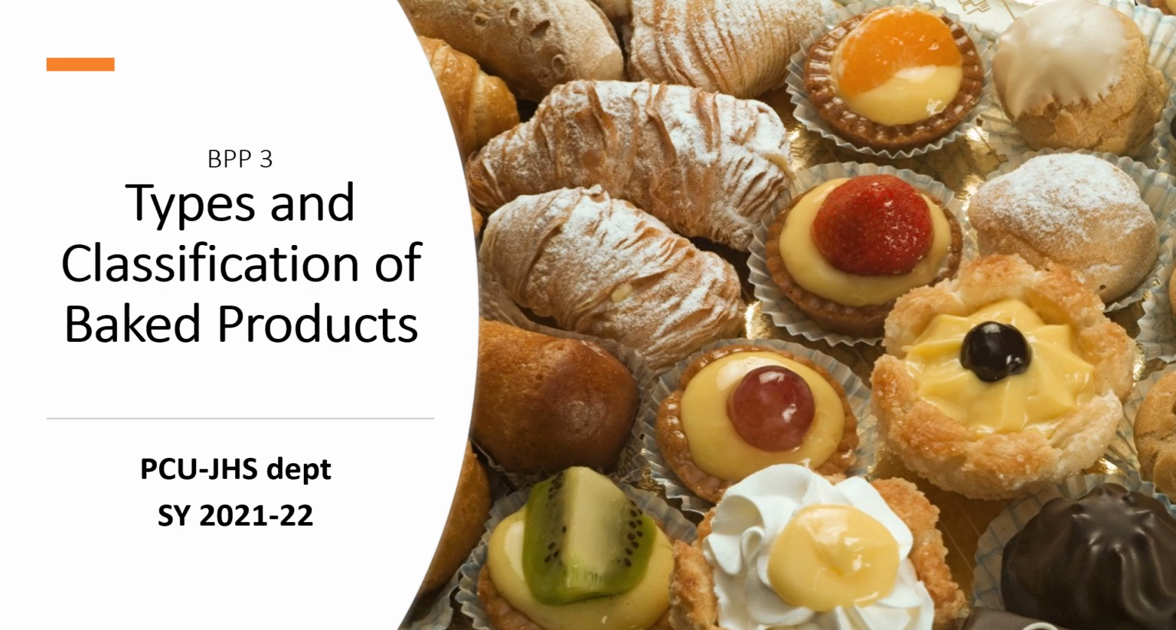Today we are going to talk about the types and classification of baked products. So ano nga ba yung bakery products na tinatawag? They are any bread, biscuits, pretzels, crackers, buns, rolls, macaroons, or any similar pastries, cakes, donuts, pies, or other food products of which flour or meal is a principal ingredient.